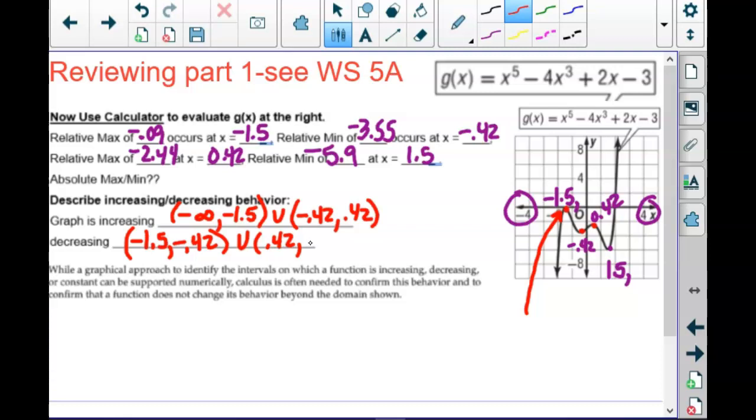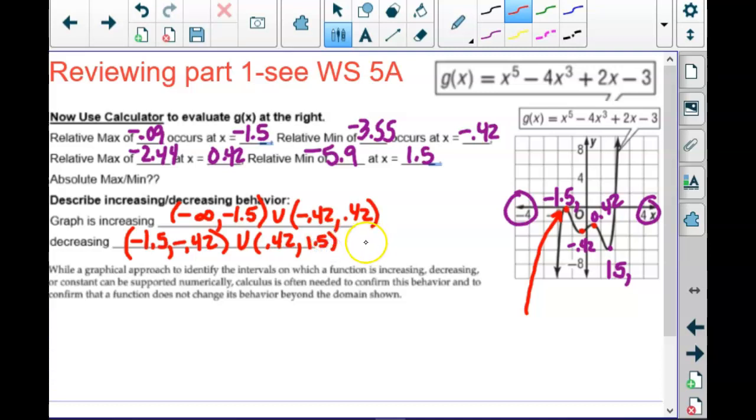Okay, but that's a y value. Be very careful. This is what happens on quizzes all the time. When you're giving these intervals, it has to be the x value at that point. I think it was 1.5.